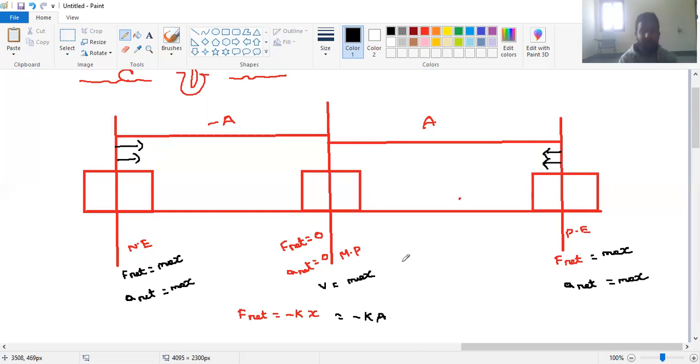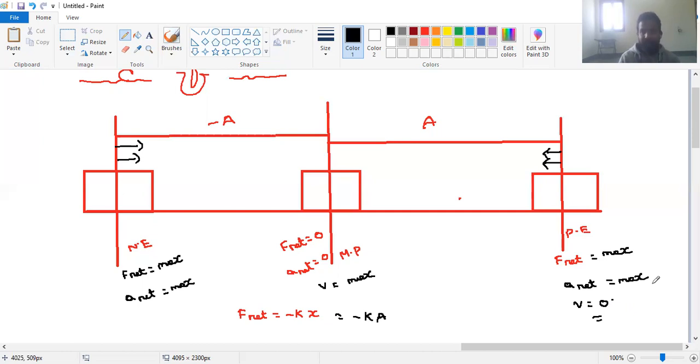I have already said, whenever F net is equal to 0, only acceleration is 0. It does not mean velocity is also 0. Velocity can be something. So velocity will be maximum here, and here the velocity is going to be 0. You can ask why velocity will be 0 here.